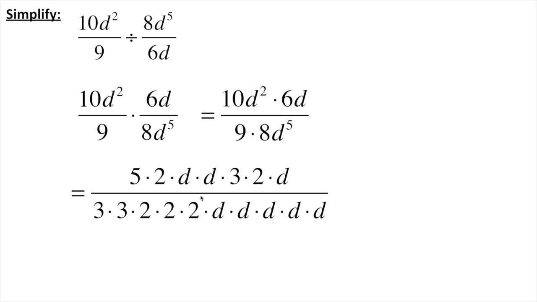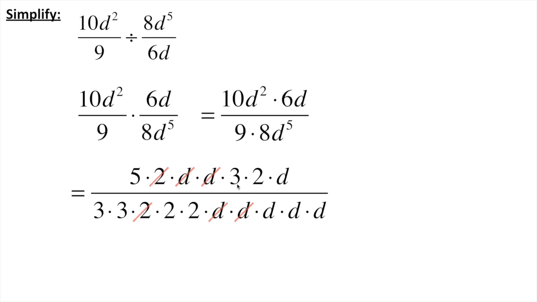The reason why I did this, it makes it easier to see what we have in common on top and bottom, because these are all multiplication signs, so we can just start crossing stuff off. First thing here, I see that I have a 5 up top, but I don't have any 5s on the bottom, so I can't cross that off. I've got a 2 up top and on bottom. I can cross both of those off. Going down the line here, I've got a d. I know I have a d on top and bottom. I can cross both of those off. In fact, I have 2 of them. Here's my second one. I'll cross that one off as well.